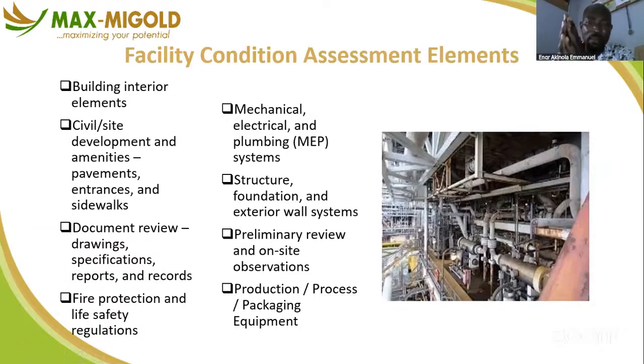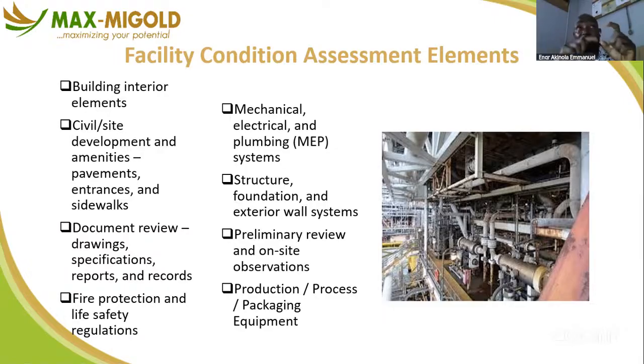What are the elements of facility condition assessment? What are those things you need to consider, or those things that you need to go through when you are doing your condition assessment? Your building interior, your site development and amenity, which include your pavement, your entrance, your walkways, your document review, which includes, you can ask for the as-built drawing and the architectural drawing of the building if it is available.